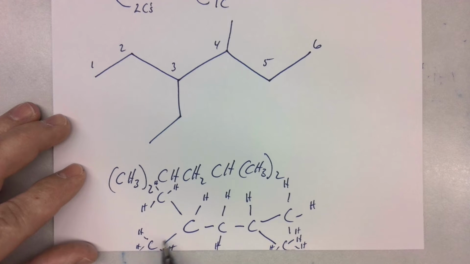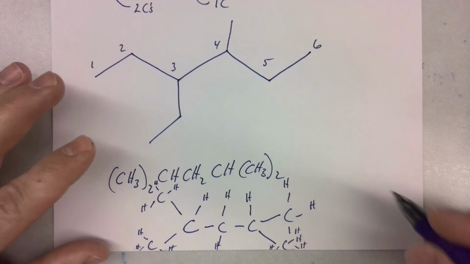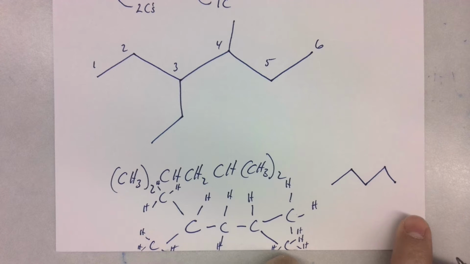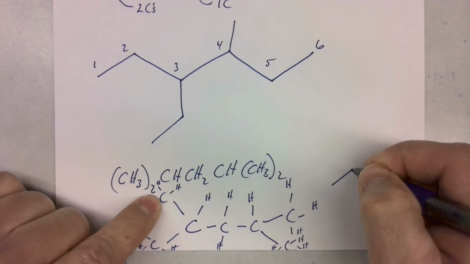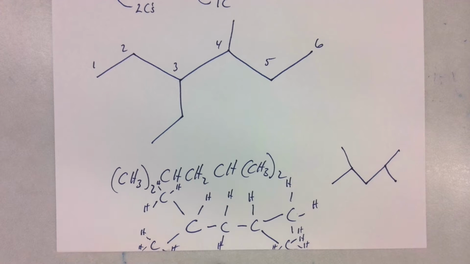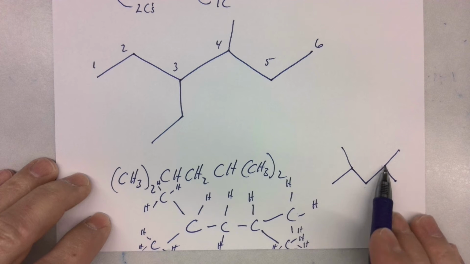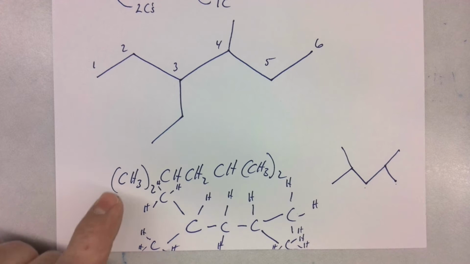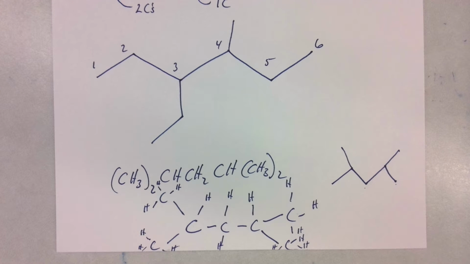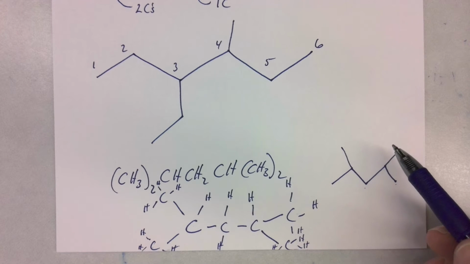Well, I've got 1, 2, 3, 4, 5 carbons, right? And then I've got this one would be that one, and then that one would be that one. And I now have 1, 2, 3, 4, 5, 6, 7 carbons. Now, it wants me to name that, right? So, once I've got it like this, to me it makes it easier to name.